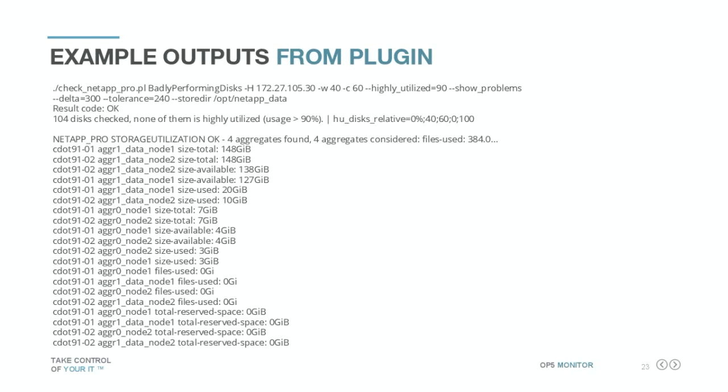And the last example is from the storage utilization part. It just checks the aggregates and lists those values, what it can find.